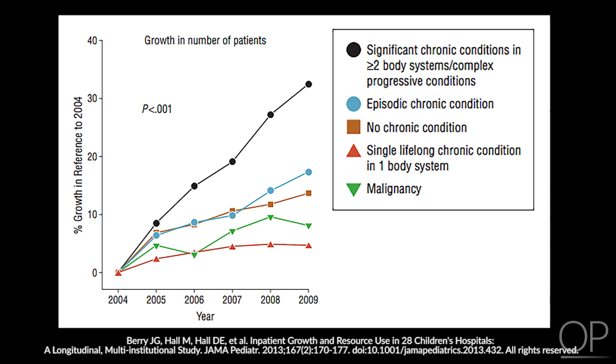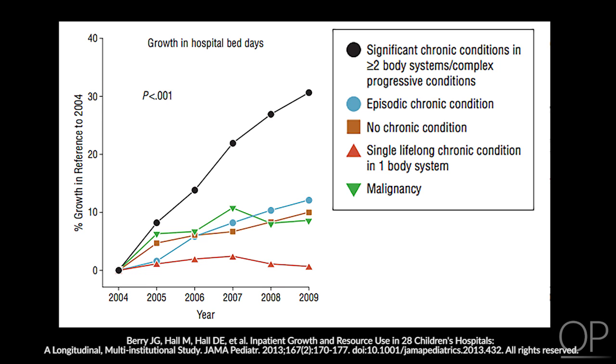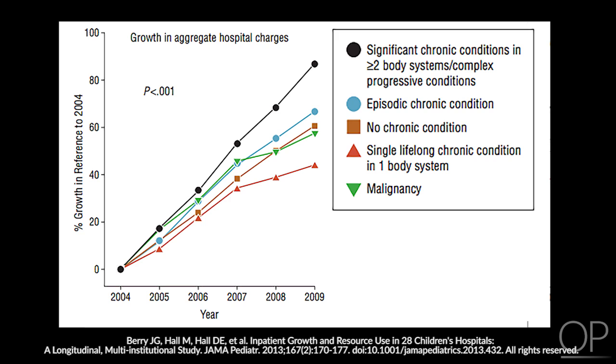And in fact, it's not really news to anyone that children with complex chronic conditions make up an increasing share of patients and patient care in children's hospitals. If we look at the number of patients, the lengths of stays, the cumulative charges, we find that children with complex chronic conditions increasingly are the leading subpopulation of patients in a children's hospital.